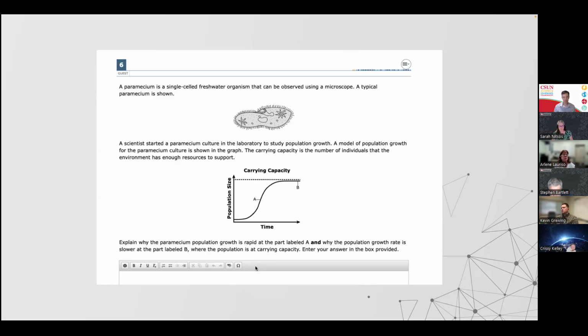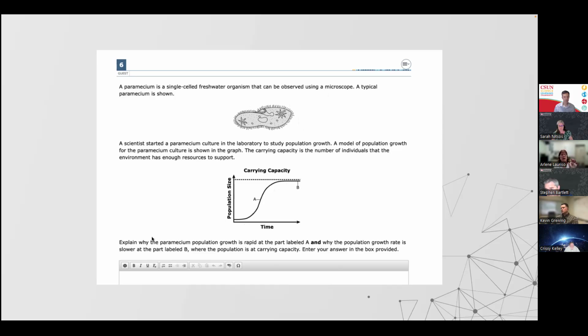Okay, so in this case, we have paramecium. It tells you that it's a single-celled freshwater organism, and you can look at it under a microscope, and it gives you a little picture. Then it also goes on to give you a graph. So a scientist was studying the growth of the paramecium, and notice that at the very beginning it had a very steep curve and was growing rapidly. And then once it reached its carrying capacity, it was leveling off.